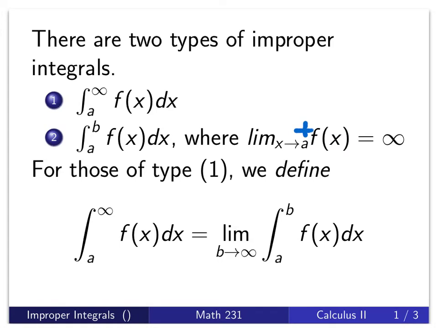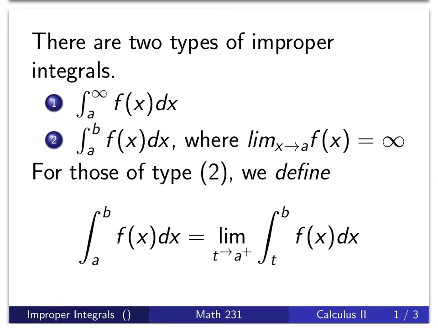For the second type, we're going to do something similar. Since it's discontinuous at x equals a, we're going to pick a number t that's greater than a and let t approach a from the right, evaluate this integral, which is defined, and then evaluate the limit. When we have improper integrals, it is extraordinarily important to do the limit definition.